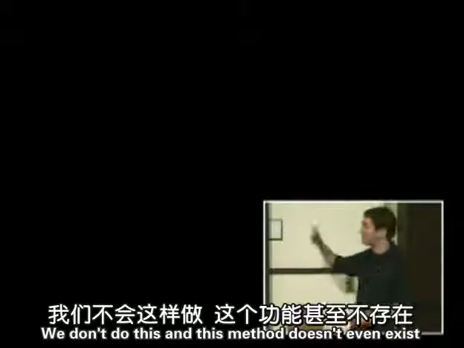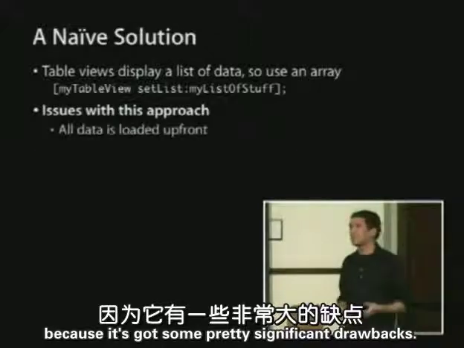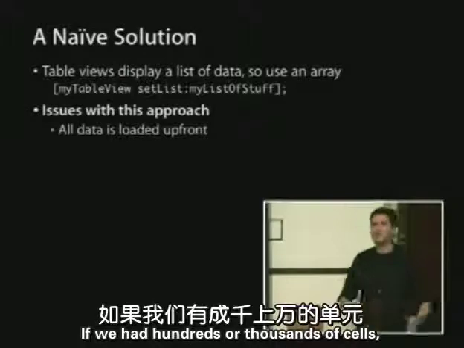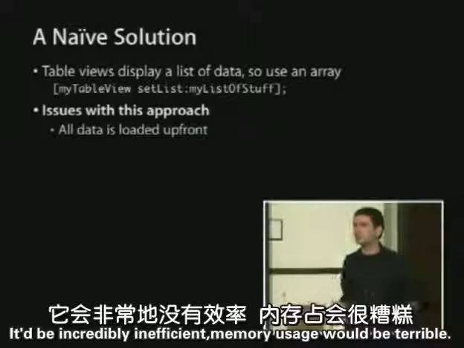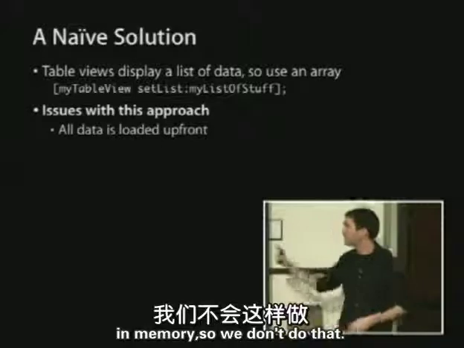We don't do this, and this method doesn't even exist because it's got some pretty significant drawbacks. The first of which is it would require all data to be loaded up front. If we had hundreds or thousands of cells, you'd have to load all the data for all those things right away and give it to the table view. It'd be incredibly inefficient. Memory usage would be terrible. You probably couldn't even fit all of it in memory. So we don't do that.